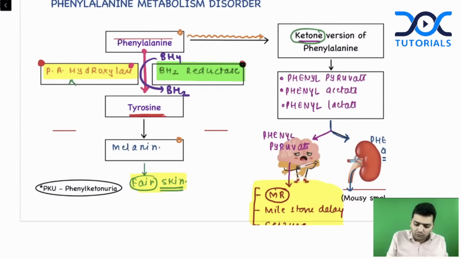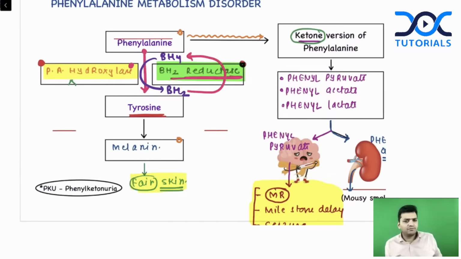And because we want to reuse the BH2, we convert the BH2 into BH4 with the help of the enzyme BH2 reductase. But right now, to convert phenylalanine to tyrosine, we require the hydroxylase and BH4. By chance, if there is a deficiency of any of them, this reaction will not happen, and the phenylalanine is going to increase.